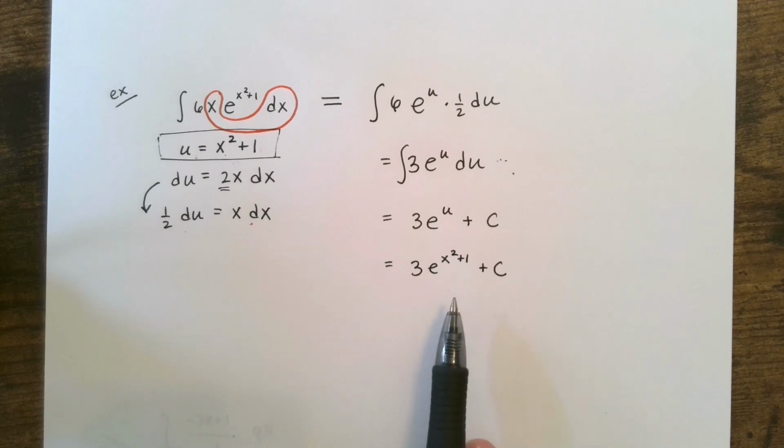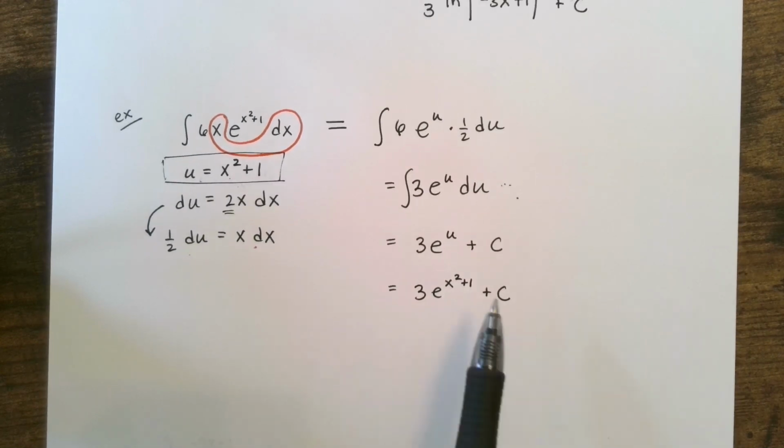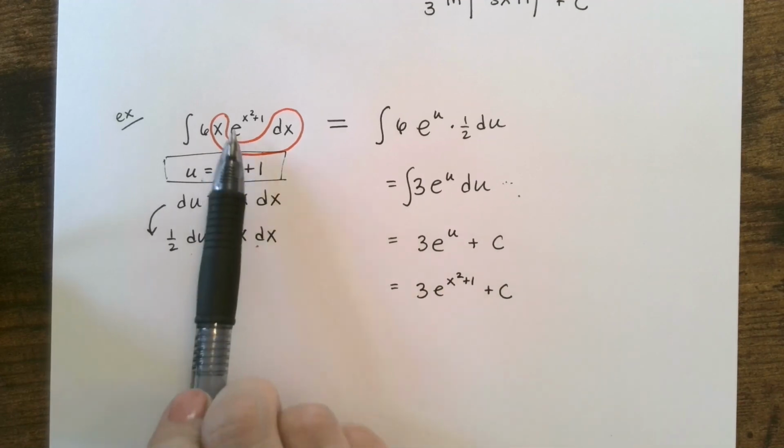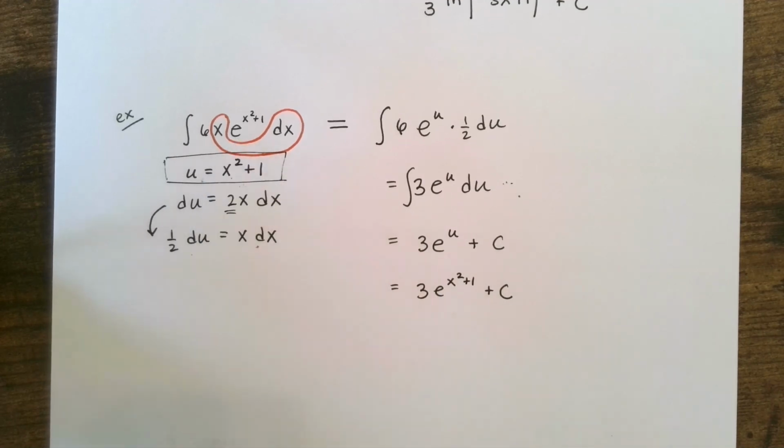And again, if you want to double check this final answer, if you take the derivative of this thing using the chain rule, you should end up with exactly 6x e to the x squared plus 1.